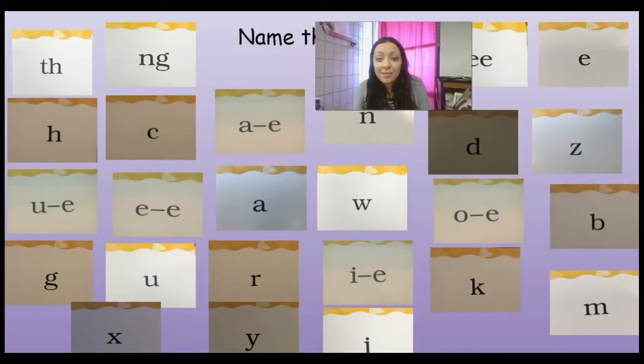All right, so we're going to name our letter cards real quick. Are you ready? So we have digraph TH, digraph NG, digraph EE, E, H, C, A consonant E, N, D, Z, U consonant E, E consonant E, A, W, O consonant E, B, G, U, R, I consonant E, K, M, N, Y, and J.